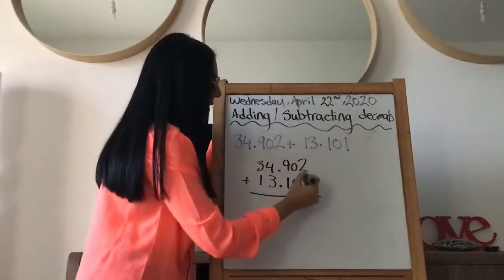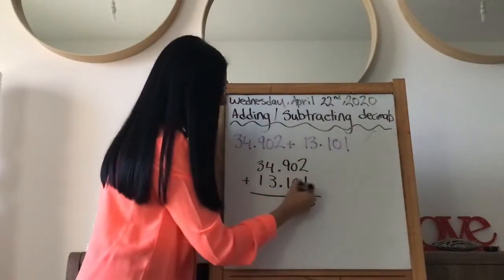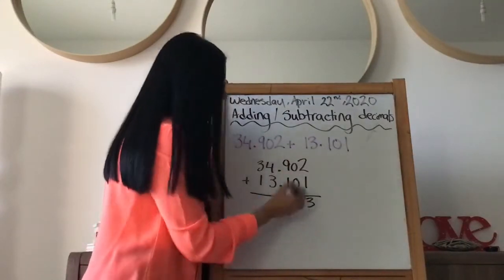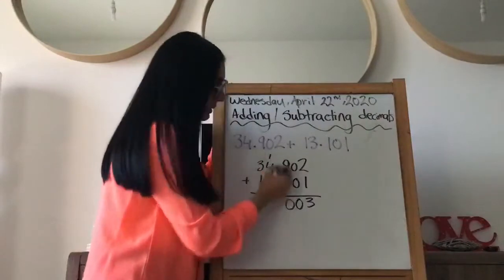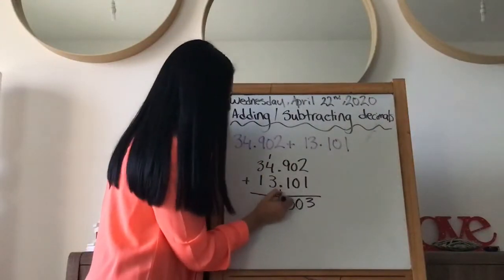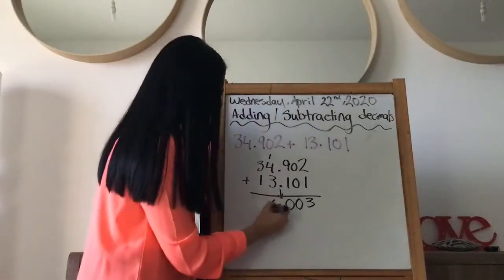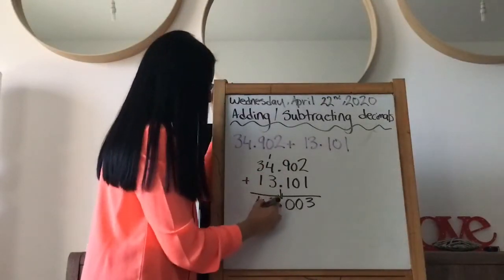So 2 plus 1 is 3. 0 plus 0 is 0. 9 plus 1 is 10. Remember, I have to carry that one over. And now with decimals, you just bring it down. The rule is just to bring it down. Okay? Then 4 plus 3 plus 1, 8. 3 plus 1 is 4.